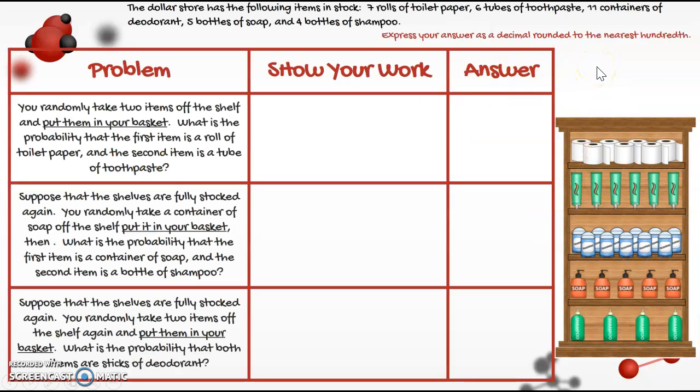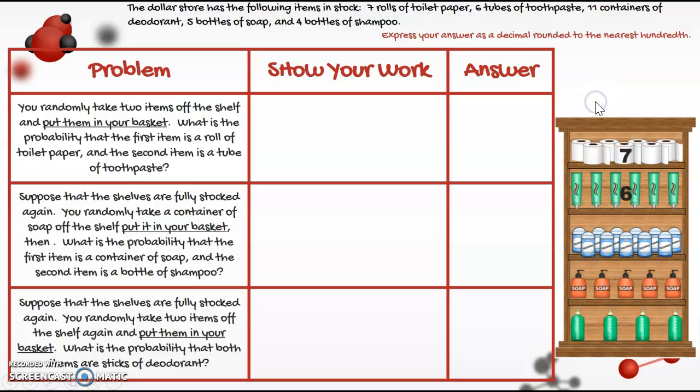So now we're going to do an independent, or I'm sorry, a dependent probability. We're going to do 3 of them that are dependent, because when we take the first item, that's going to affect what's going to happen with that second item, or the probability of that second item. So we take the first item and we're going to put it in our basket, so we're not putting it back.